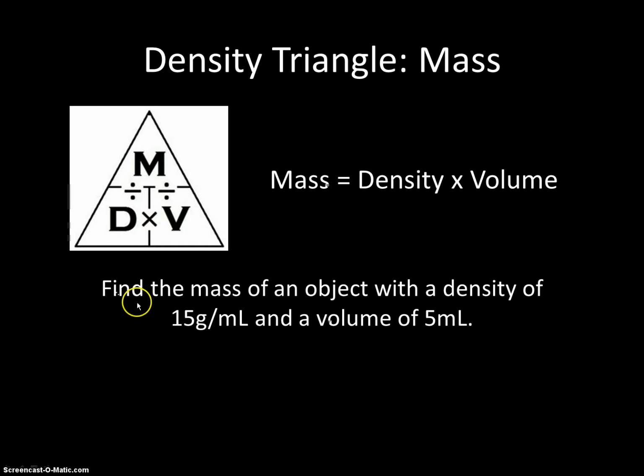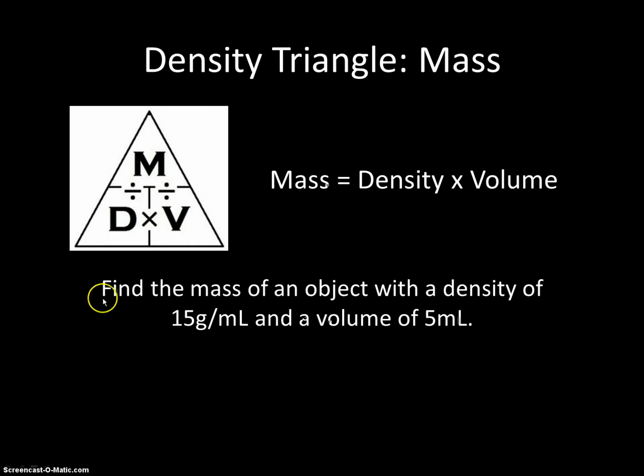Taking a look at this one: find the mass of an object with a density of 15 grams per milliliter and a volume of 5 milliliters. So the one we're looking for, find the mass, and it says we have a density of 15 grams per milliliter, and anytime we have units that are grams per milliliter or a mass per a volume, we know that is a measurement of density. And we know we have a volume of 5 milliliters.